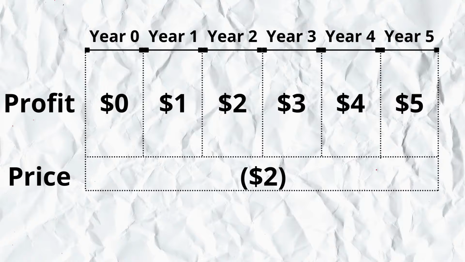Now, suppose you are given a choice to buy a business that can generate $1 of profit in year 1, $2 of profit in year 2, $3 of profit in year 3, and so on. Basically a $1 incremental in annual profit until year 5. The selling price of this business is $2 today. Would you buy it? Of course you take it.